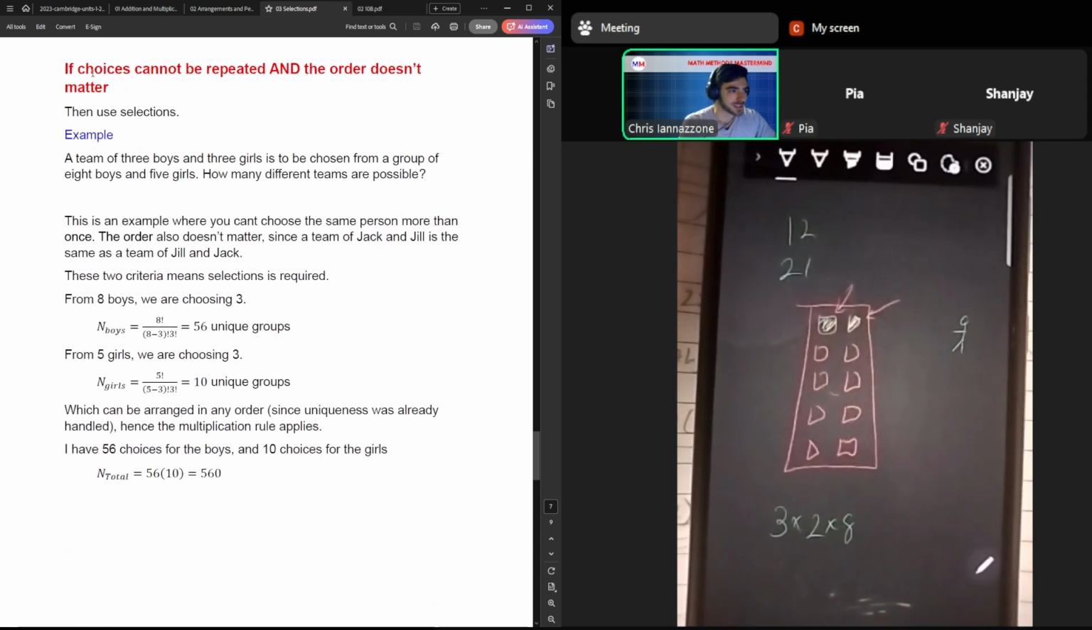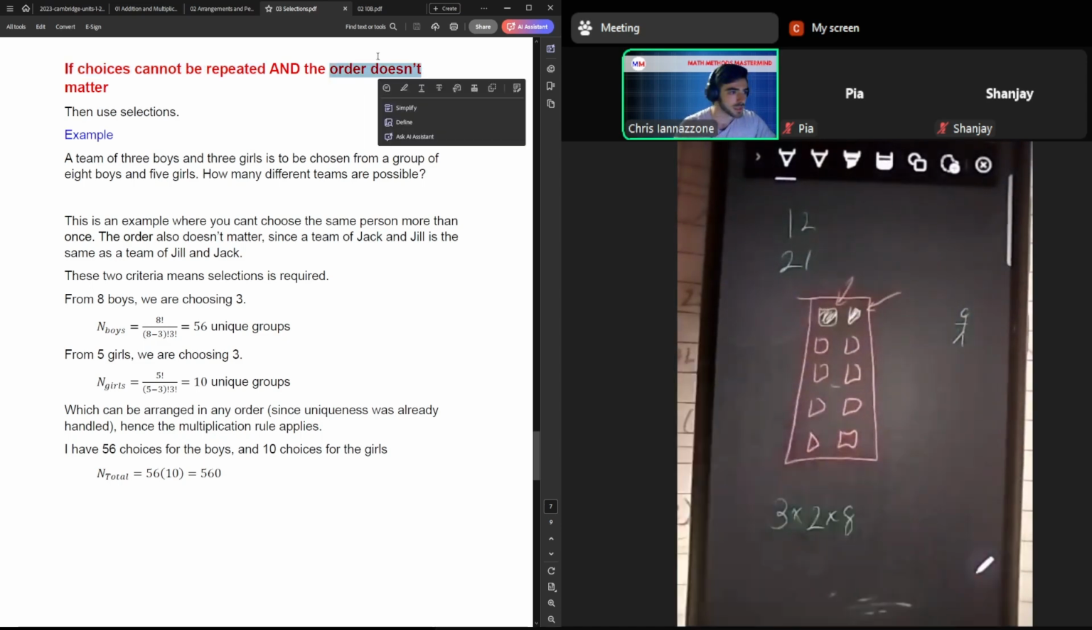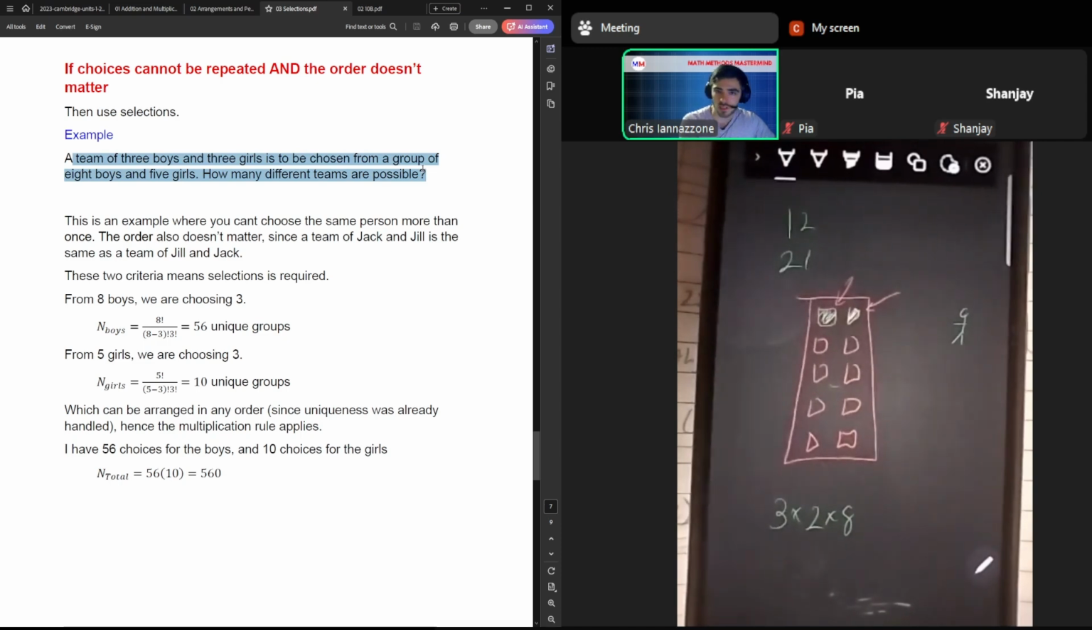Okay, last example, I think anyway. Choices cannot be repeated, and the order doesn't matter. So this is usually when there's teams of people that you're dealing with. A team of 3 boys and 3 girls is to be chosen from a group of 8 boys and 5 girls. How many different teams are possible?